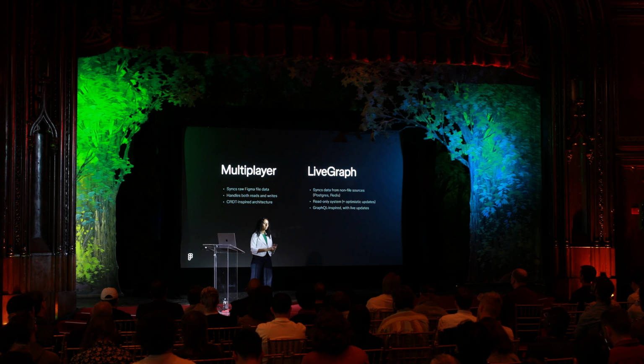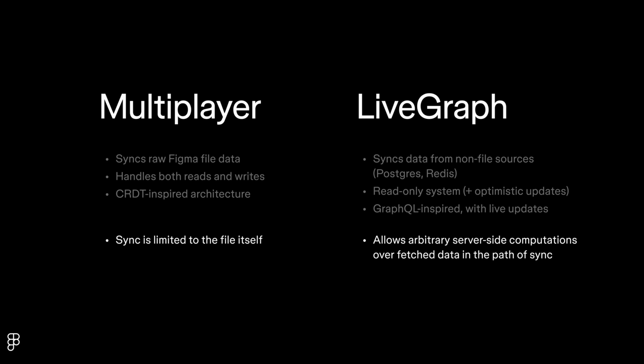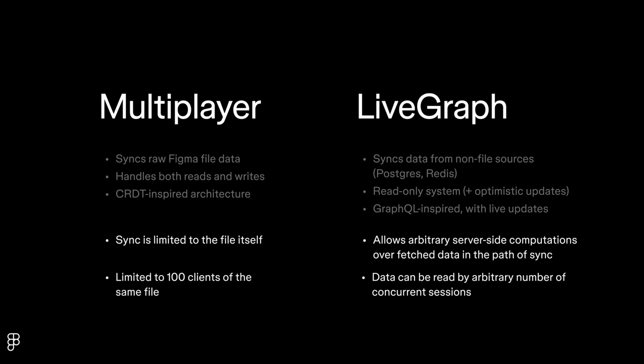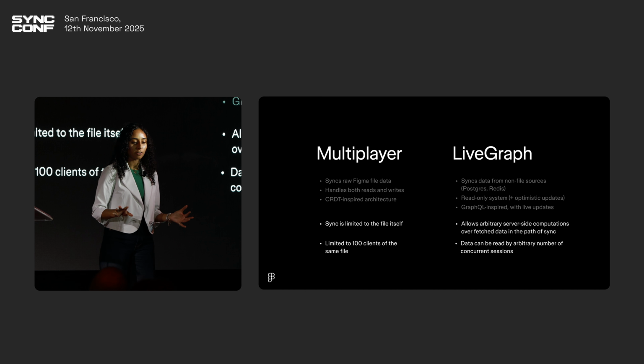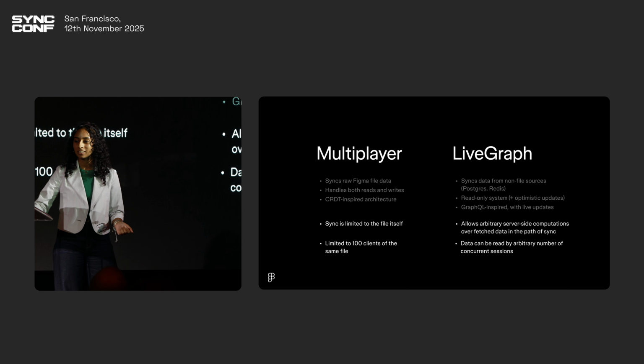Cool. So beyond the architectural and use case differences with multiplayer and LiveGraph, we also had a lot of scaling constraints that were different. Multiplayer sync is limited to the file itself, while LiveGraph is like any data on the Figma backend and can allow arbitrary computations over that. And multiplayer is also limited to 100 clients of the same file, while LiveGraph is very different. We have data on the backend that can be read by any number of sessions.